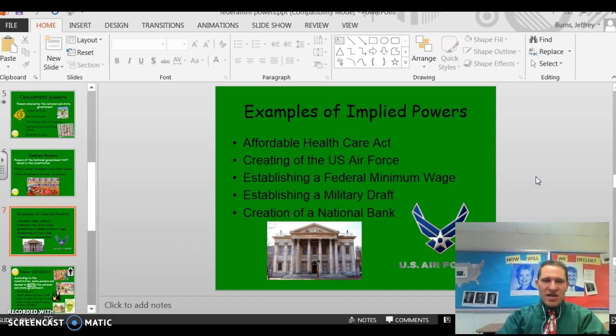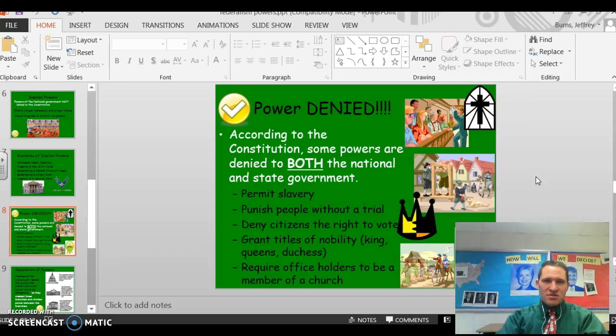All right. Number 7 at the bottom, denied powers. National and state governments cannot do them. They are denied. Permit slavery. Grant titles of nobility, like the king, even though I'm sometimes called King Burns the First. Not a real title. All right.